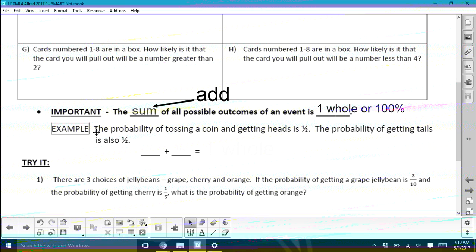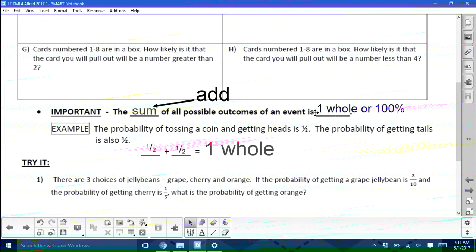Okay? For example, if you toss a coin, there's a 1 out of 2 chance you'll get heads, a 1 out of 2 chance you get tails. There's nothing else that could happen, and 1/2 plus 1/2 is 1 whole. The total sum of all possible outcomes always has to be 1.